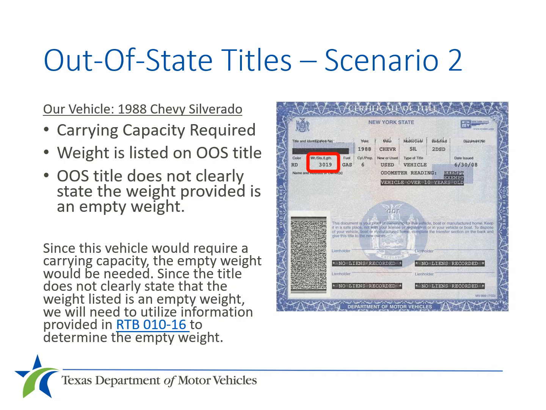For this next example, we're going to pretend that our title reflected a 1988 Chevy Silverado pickup truck. In this new example, we know that a pickup truck requires a carrying capacity. We also see that there is a weight listed on the title, but the weight on the title simply shows WT and does not specify that it is an empty weight. In this scenario, the weight would not be able to be used since we cannot determine if it is an empty weight or a gross vehicle weight rating. Because of this, we would need to utilize RTB 010-16, which supplies the website that can be utilized to determine empty weight of some vehicles. Let's see what that looks like in the next slide.